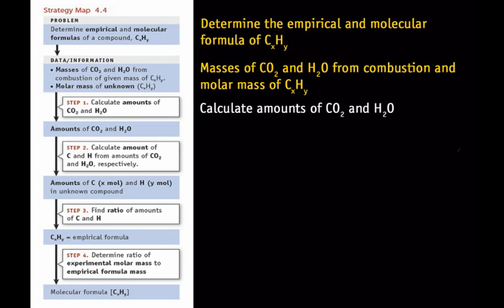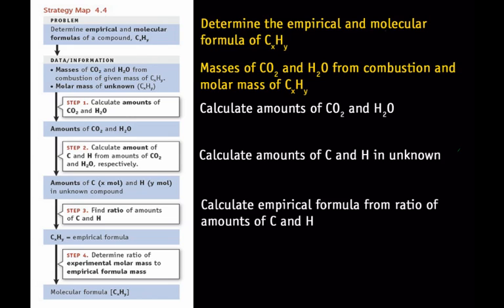What we're going to do in the first step is calculate the amounts of CO2 and water that came out of that combustion reaction. That is, calculate the numbers of moles of each. And then in the next step, we'll relate the number of moles of CO2 to the amount of carbon that was back in the original compound, and relate the moles of water that came out to the number of moles of hydrogen that were back in the original compound.